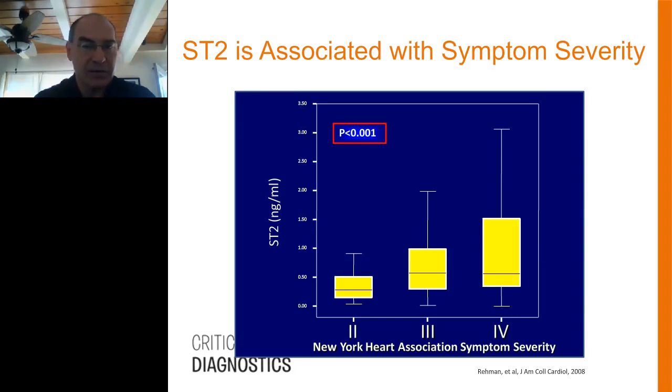There's another scale, A through D, that represents the underlying pathophysiology of the disease or the stage of the disease. So in most cases, you have to take both that scale and the New York Heart Association class symptom representation to get a real reflection. But symptom presentation is important. So ST2 is higher in patients who are sicker, so that's important.